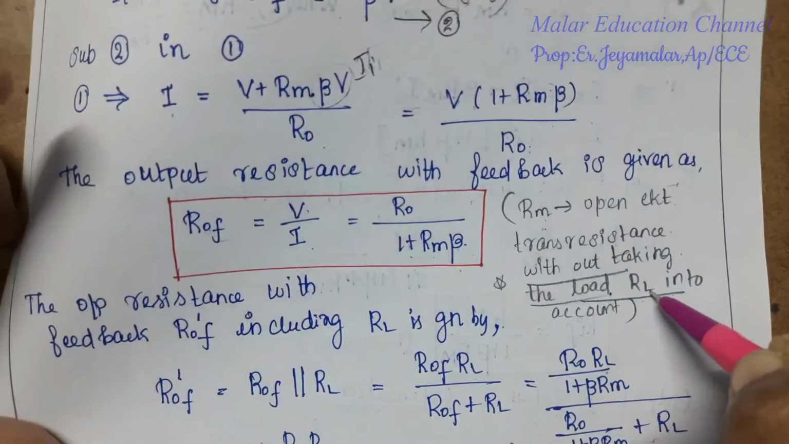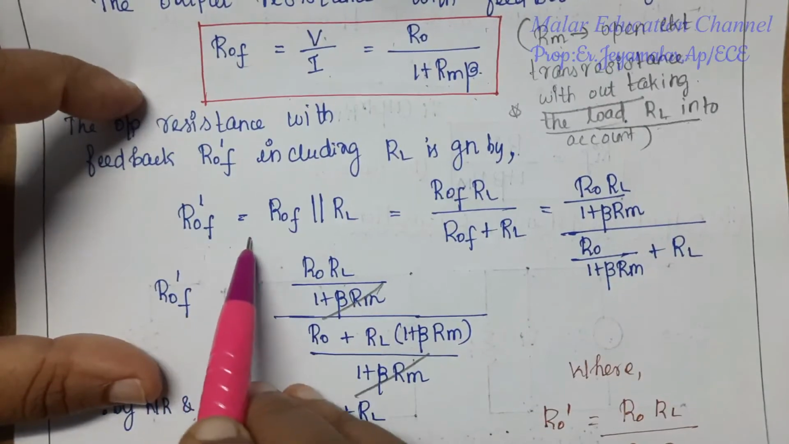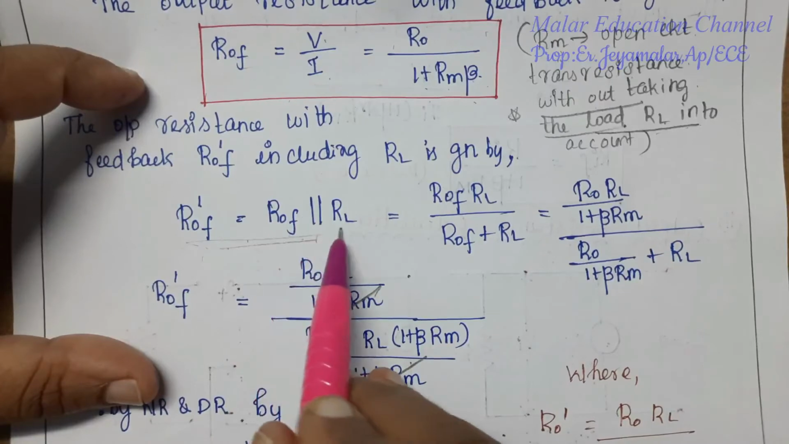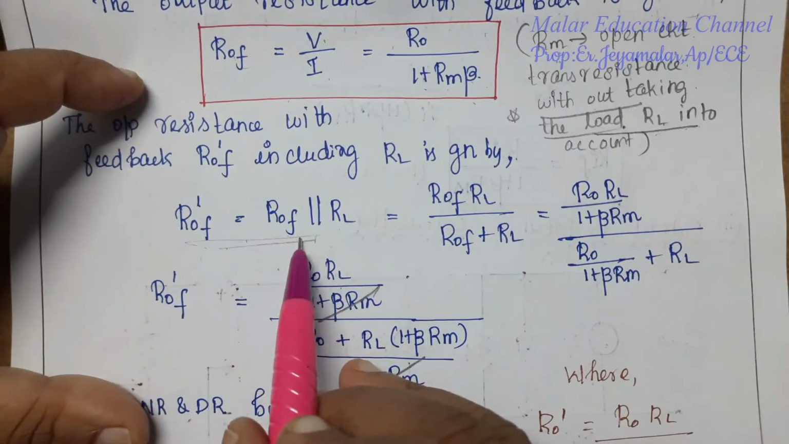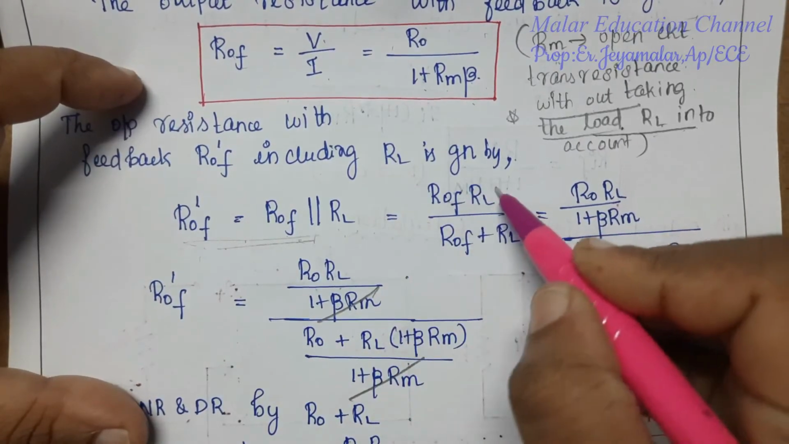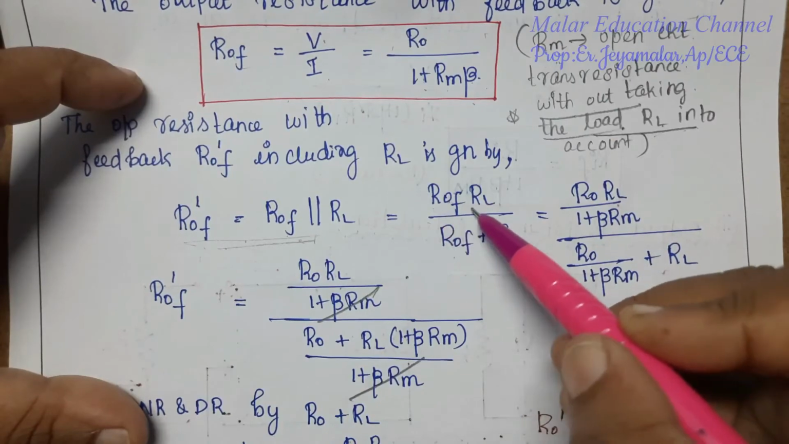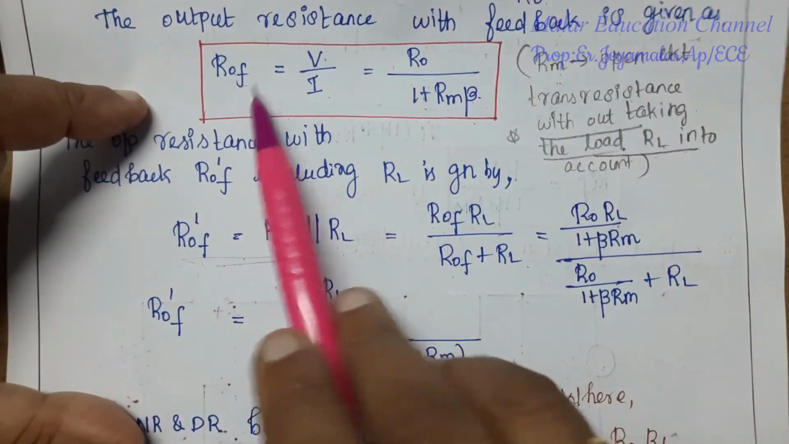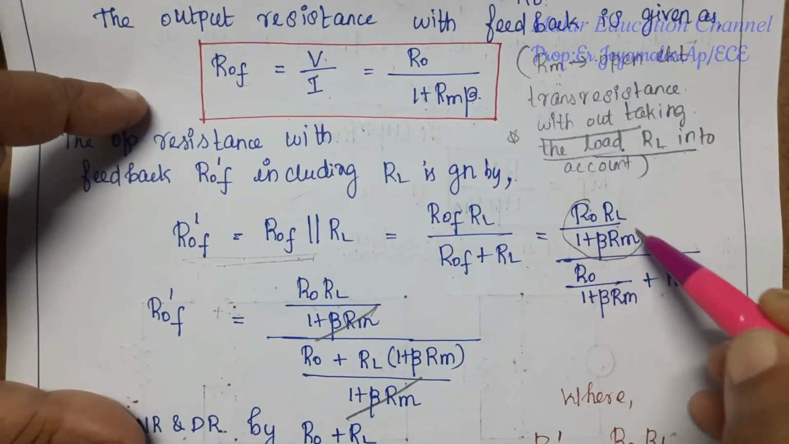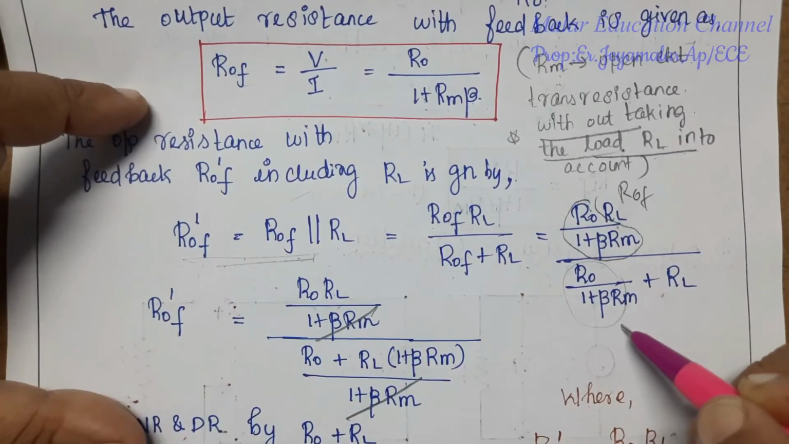Next, output resistance R0 dash, that is R dash of output resistance calculations. Same procedure: R, that is output feedback, parallel to RL. To use the resistance in parallel formula, we know the formula R1 R2 divided by R1 plus R2. Here substitute the value of R0F. This is for R0F, R0 divided by 1 plus Rm into beta. Substitute here. Here also R0F.